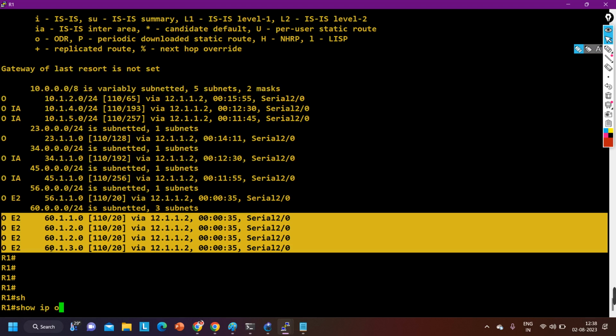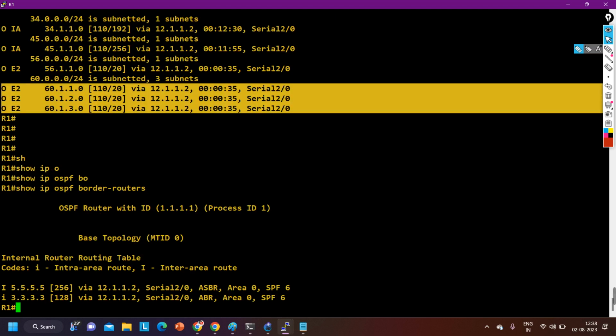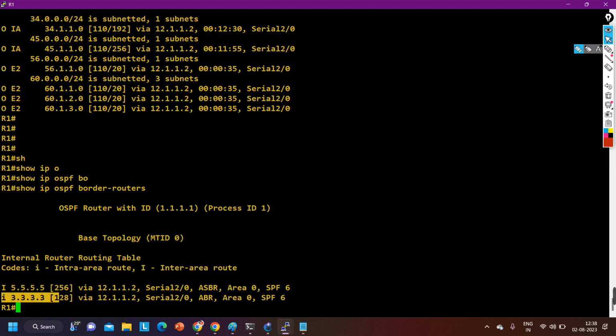Now if you run the command show IP OSPF border-routers, you can see there are two border routers, 3.3.3.3 and 5.5.5.5. 3.3.3.3 is the ABR and 5.5.5.5 is the ESBR. Is it clear? Yes. Now we don't have any more concepts in OSPF for you in CCNA. There are lots of concepts in OSPF, but for you guys, these are more than sufficient.